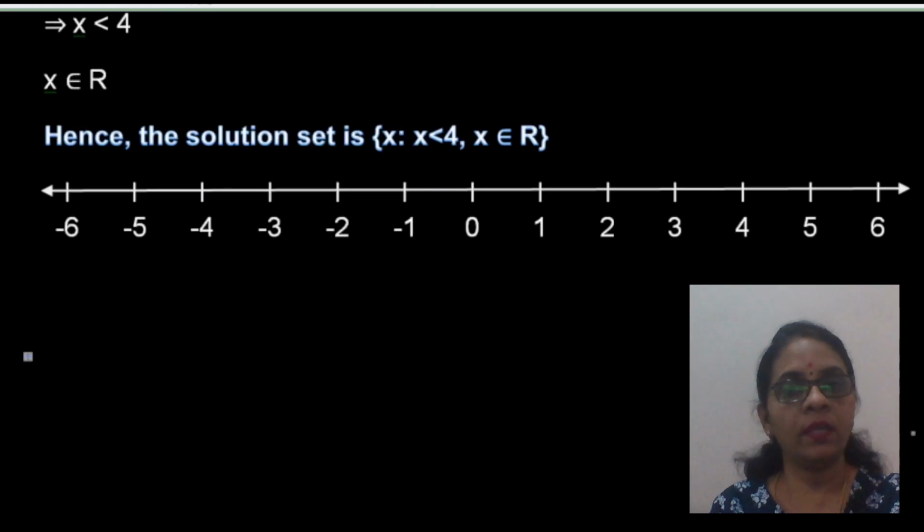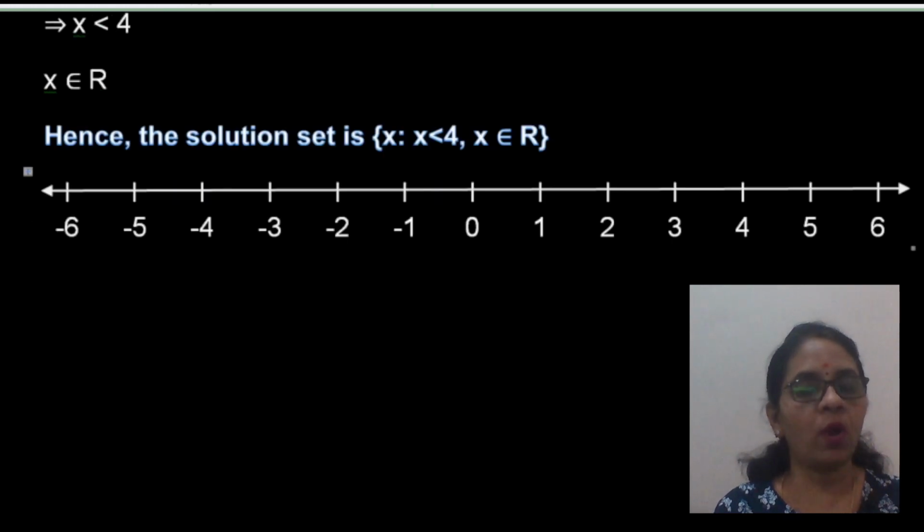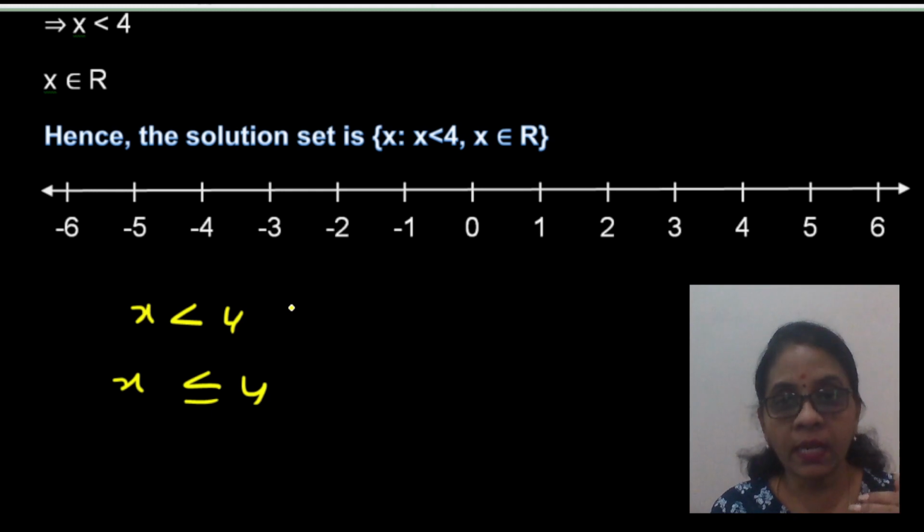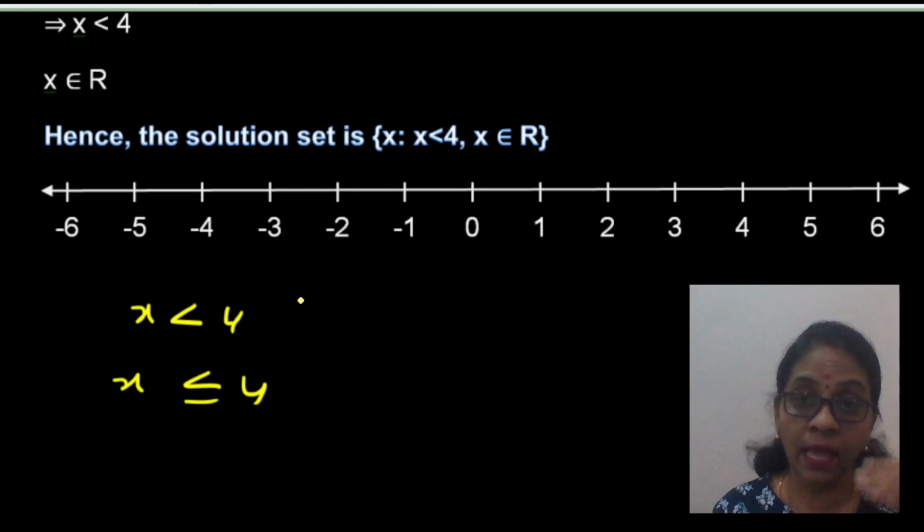Now, how do we plot it on this number line? Children, first you have to know two things. Now, x is less than 4, and x is less than or equal to 4. I have just picked up two conditions. If it is less than 4, it means that there is a value which is just less than 4 and not equal to 4. Just less than 4, it could be 3.99999999 something. We can't predict what it is. Less than or equal to 4 means 4 also is included.